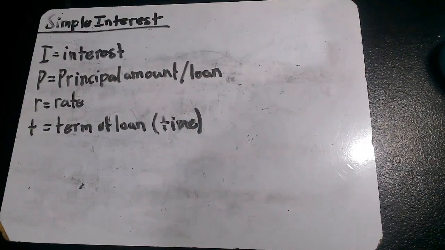After getting an idea about the terms, we will now need to understand the abbreviations or units of the terms. I stands for interest, P stands for principal amount or loan, R stands for rate, and T stands for term of loan, or in much simpler terms, time.